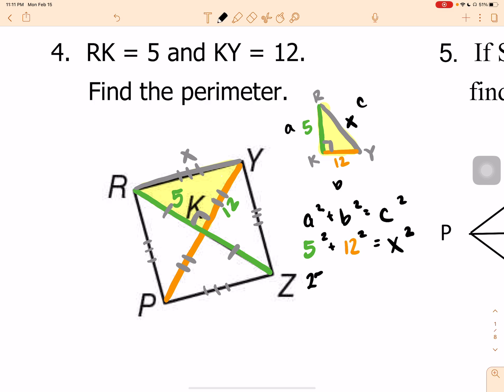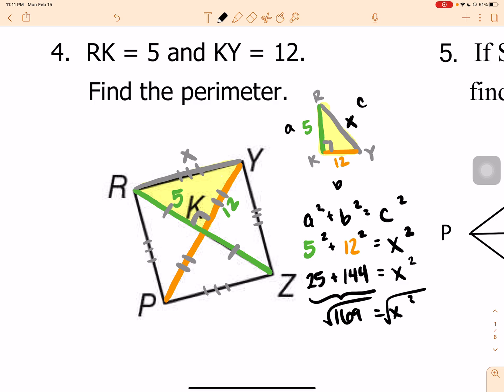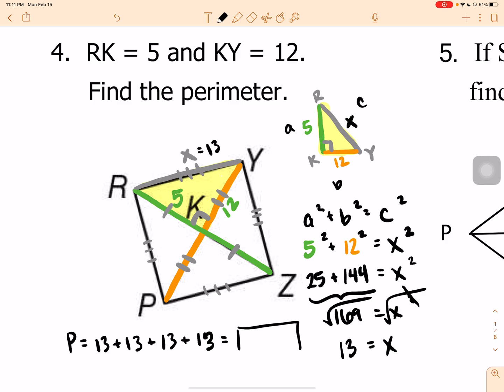So 5 squared is 25, plus 12 squared is 144 equals X squared. 25 plus 144 is 169 equals X squared. Take the square root. We don't need the plus or minus here because there's no way we can have a negative side length, right? It's not possible. So we just leave it as a positive 13. So now I know that my outsides are 13, but for the perimeter, you have to add that 13 together 4 times, or you could just multiply by 4. But you need to find the perimeter. Okay, make sure you do that.